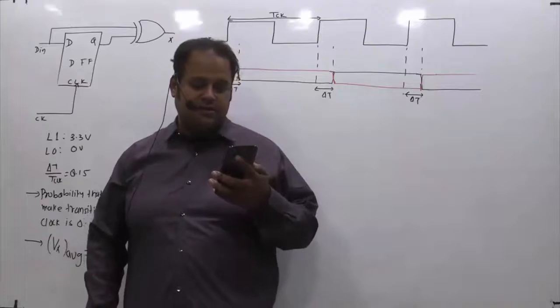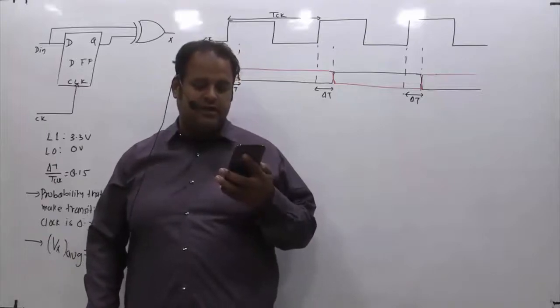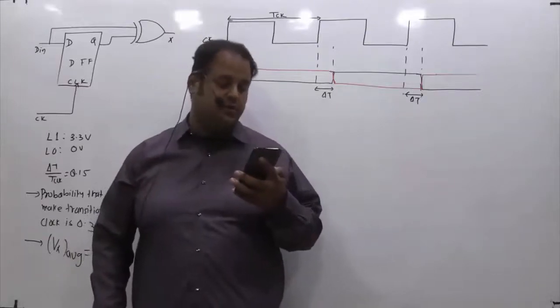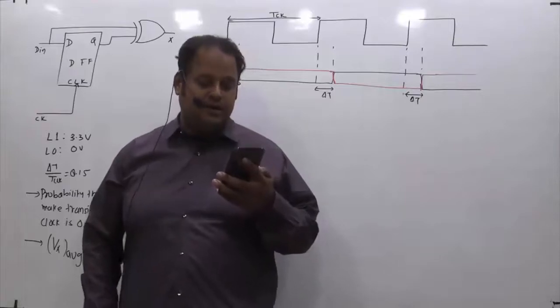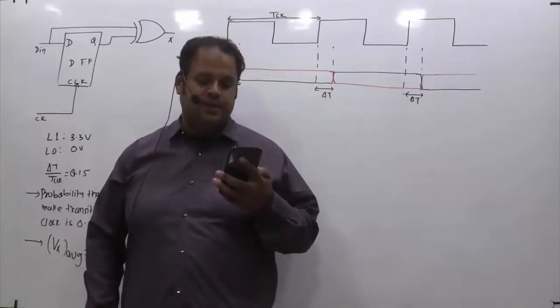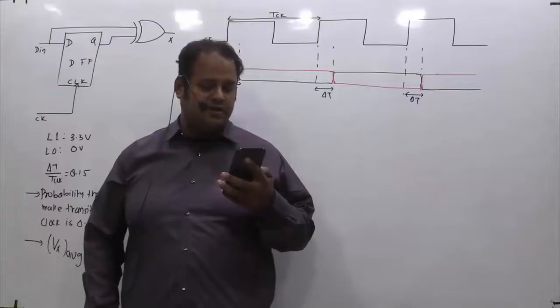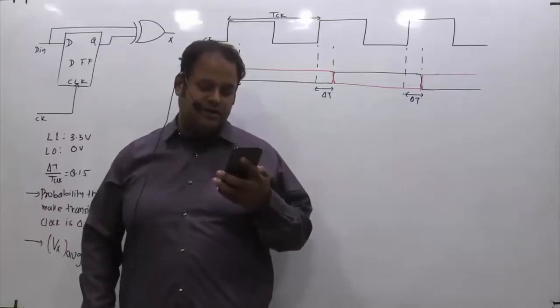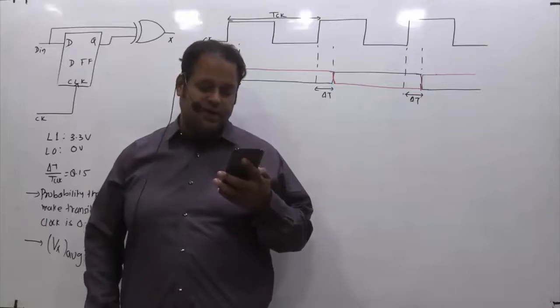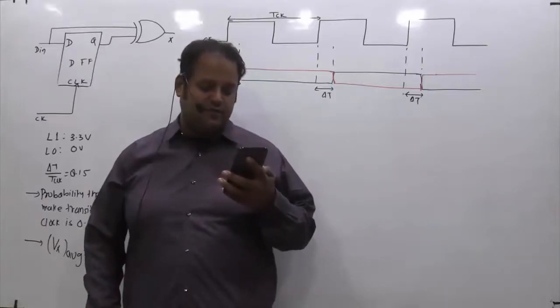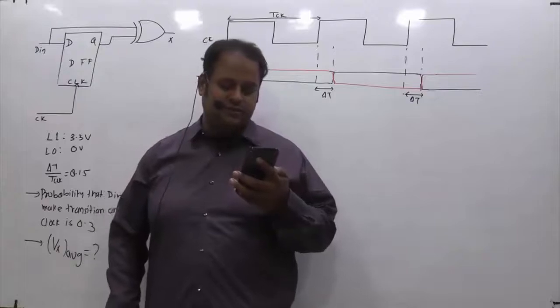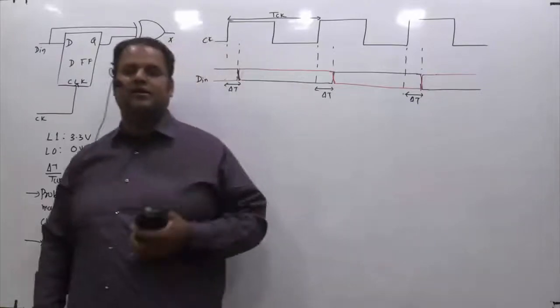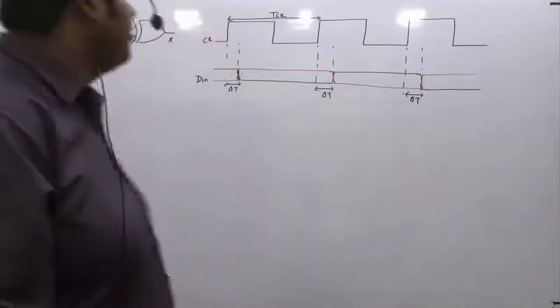The data bits and clock periods are equal and the value of delta T by TCK equals 0.15, where parameters delta T and TCK are shown in the figure. Assume that the flip-flop and the XOR gate are ideal. If the probability of input data bit D in transition in each clock period is 0.3, the average value in volts, accurate to 2 decimal places, of the voltage at node X is dash. So the question looks very big and very complicated.